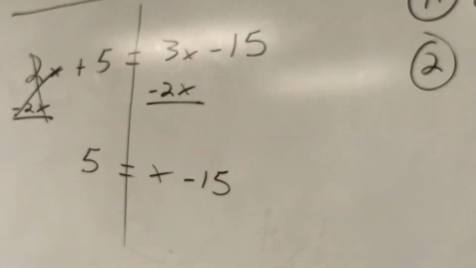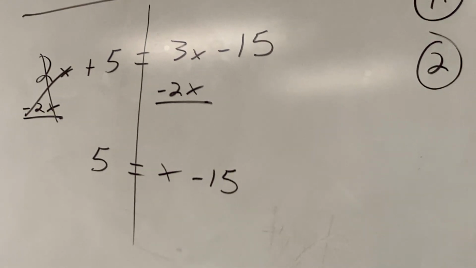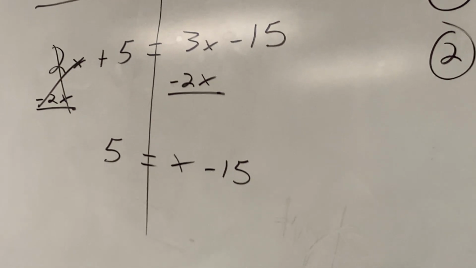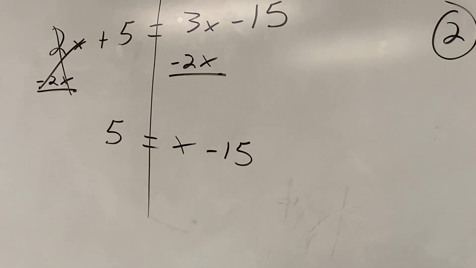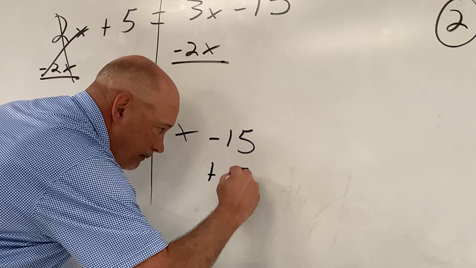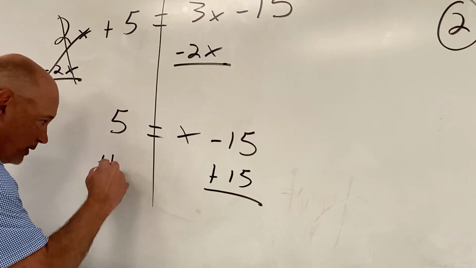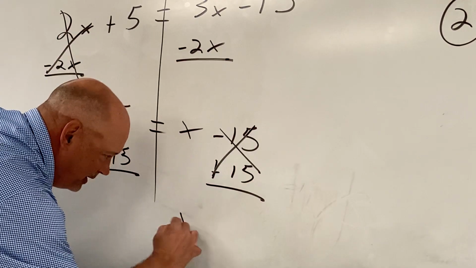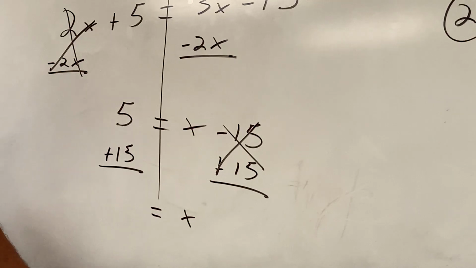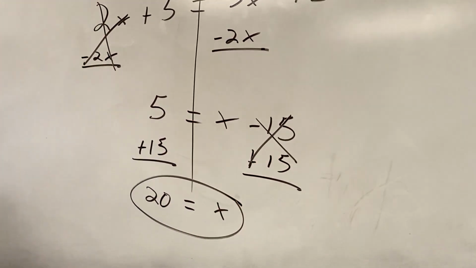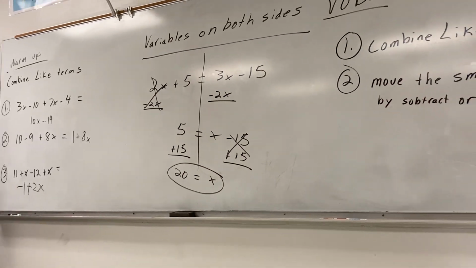Now, we've got a real easy equation to solve. What number do I need to get rid of to get x all by itself? 15. How do I get rid of minus 15? You need to add 15. And once we add the 15, the x is all by itself. What number does x need to equal? 20. Questions on number 1.